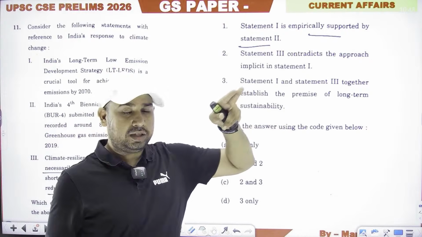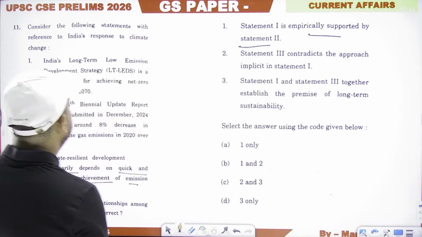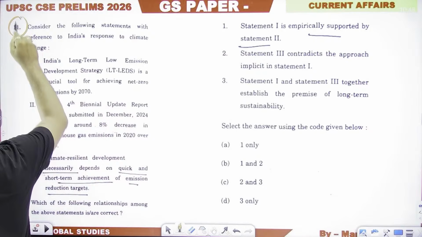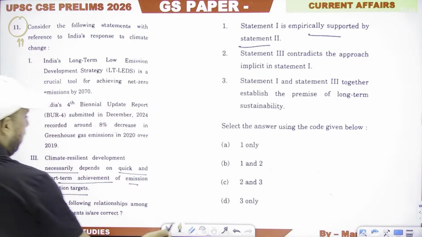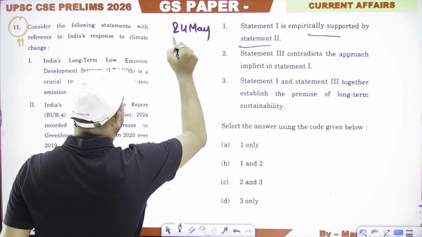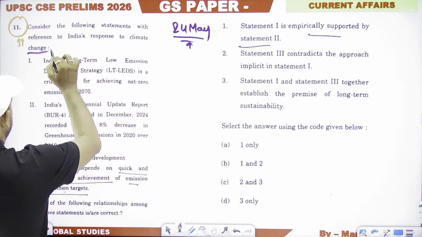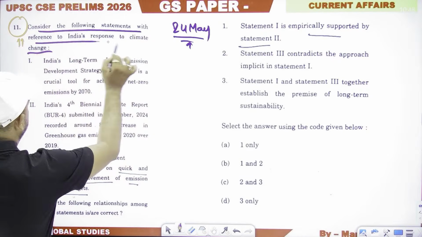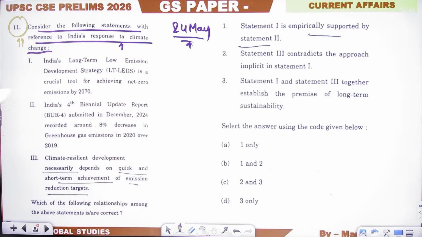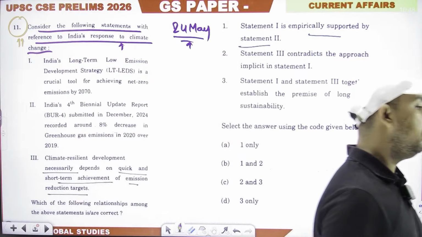So these are the series of statements present in this particular question. We are referring to the 11th question that was asked in the UPSC Prelims exam, 24th May paper. When we go through this, the main concept behind it is climate change only. Consider the following statements with reference to India's response to climate change: how India is doing and how India is working on its climate goals.